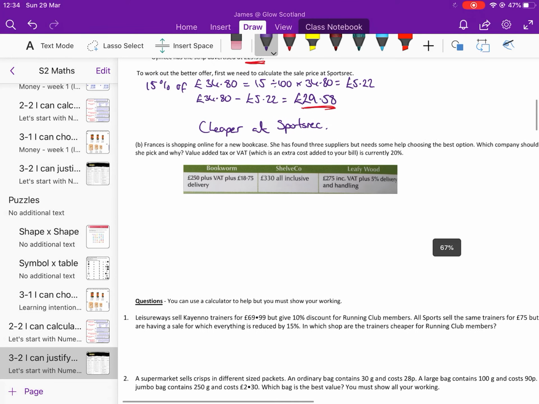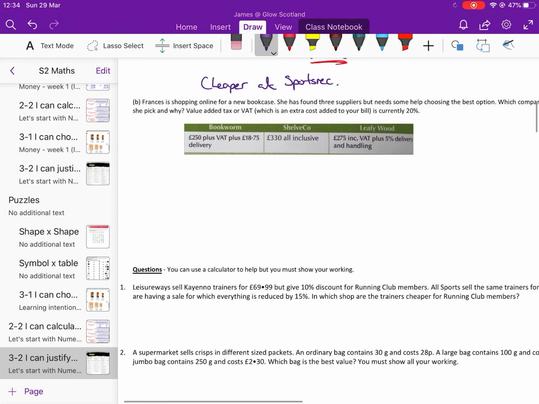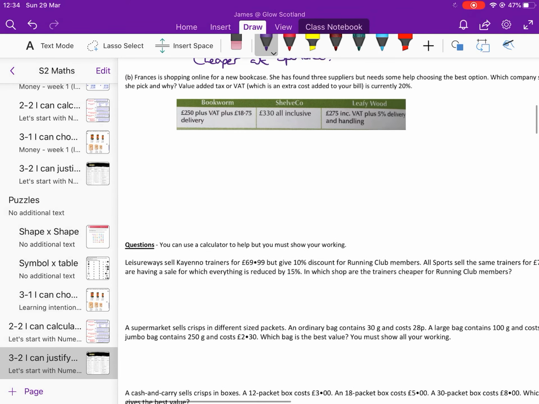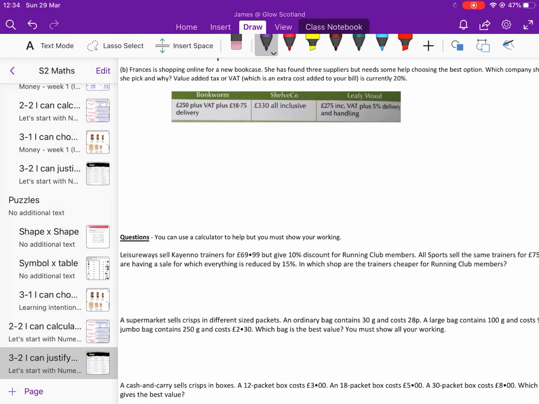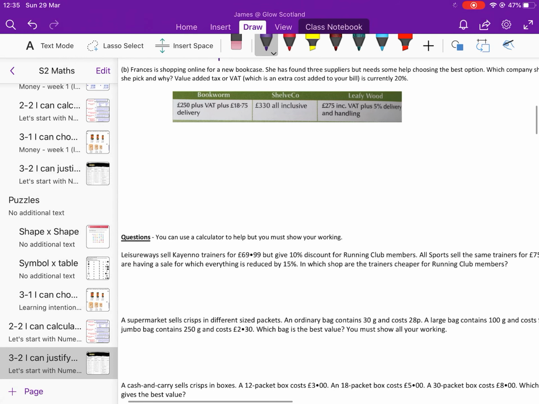For the second example, we're going to look at doing a bit of online shopping. Francis is shopping online for a new bookcase. He's found 3 suppliers but needs some help choosing the best option. Which company should he pick and why? I'll put a note in here that value added tax, or VAT, which is an extra cost added to your bill, is currently at 20% in the UK. We're going to need that for a couple of these calculations.